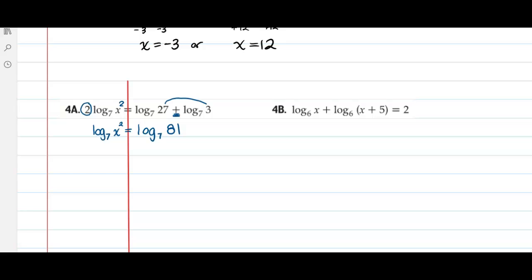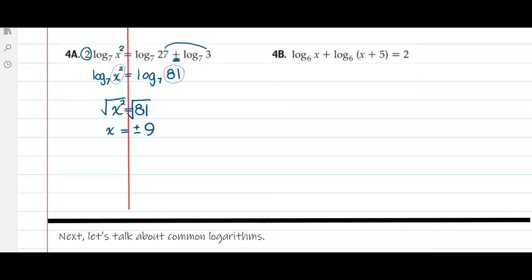Now the rule is when you have two logarithms, one on each side, and no coefficients, and they have the same base, the log base 7 of this quantity equals the log base 7 of this quantity. They have the same base, so these need to also be the same. So going to the next line, I can just drop the log and the base and write this. I can take the square root of both sides, and I get x equals plus or minus 9.